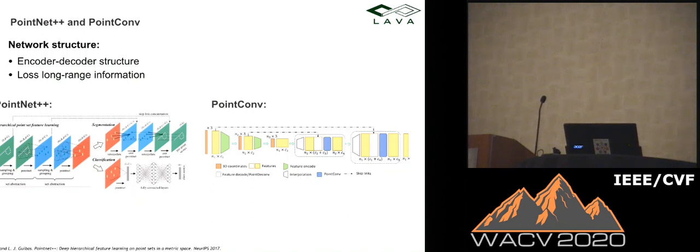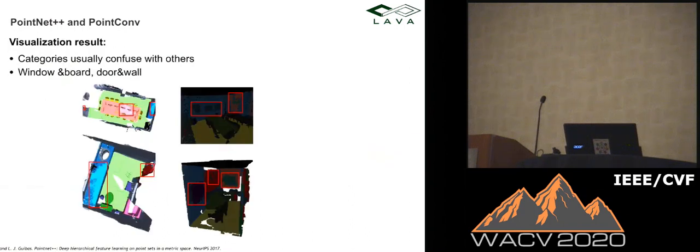From the network structure, we found they are encoder-decoder structures. Information is limited by the number of network layers due to limited computing power. It tends to lose global information. From visualization results, some categories usually get confused with others, for example, window and board, door and wall. To distinguish these confusing categories, it is necessary to learn discriminative features.